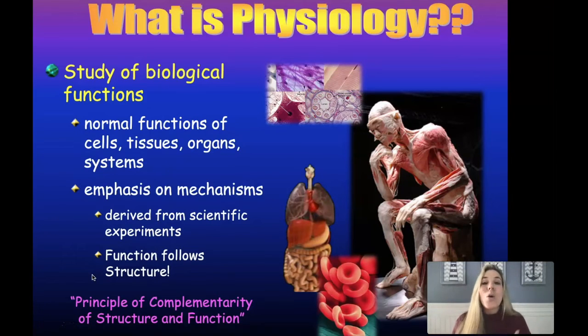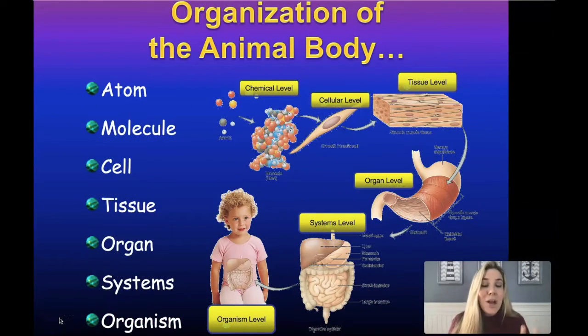That's why we call this course anatomy and physiology, because you can't have one without the other. So this idea is called the principle of complementarity of structure and function. The idea that structure and function, anatomy and physiology, can't be separated. They go together. So now let's talk about how the body is actually put together.